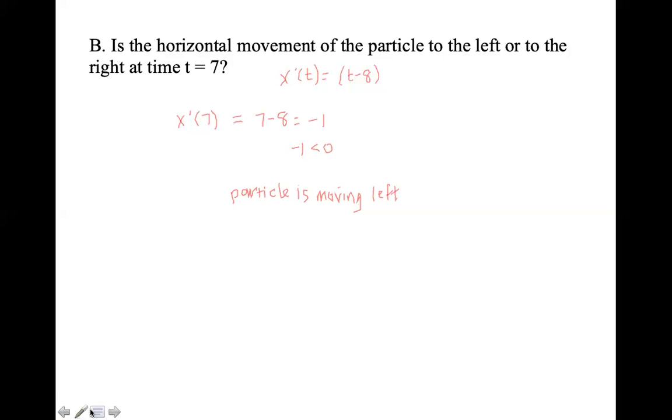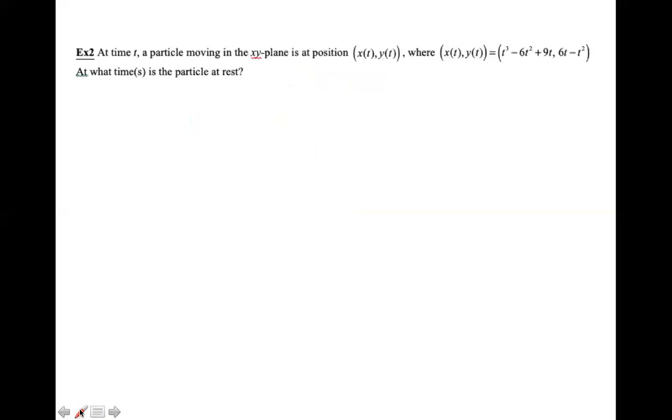All right, let's look at part C this time. It says at time t, a particle moving in the xy plane is at position x of t, y of t, where x of t, y of t equals, and we have a cubic function there and a quadratic. At what time is the particle at rest?